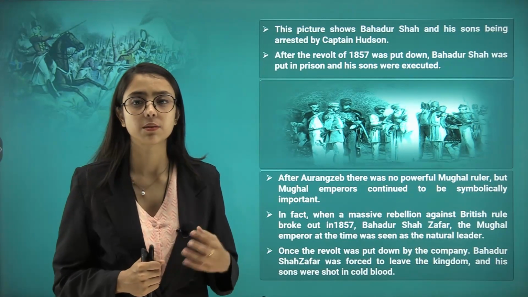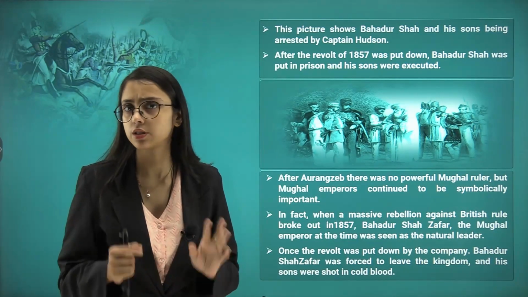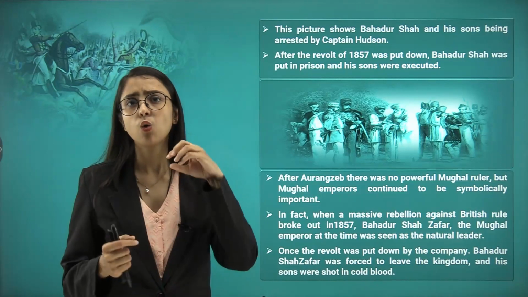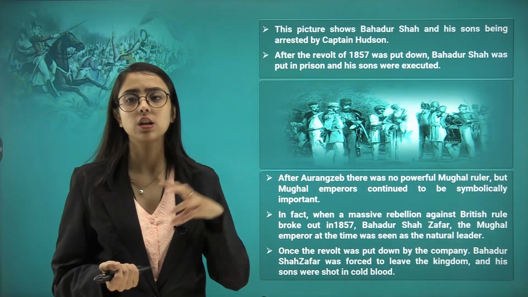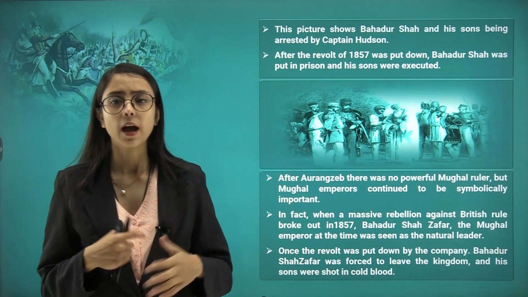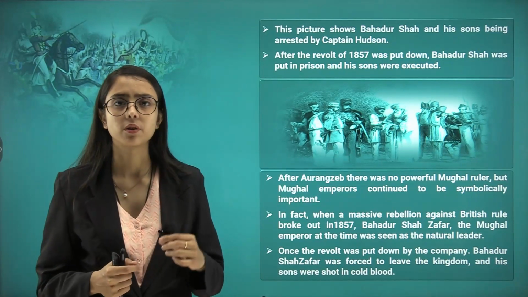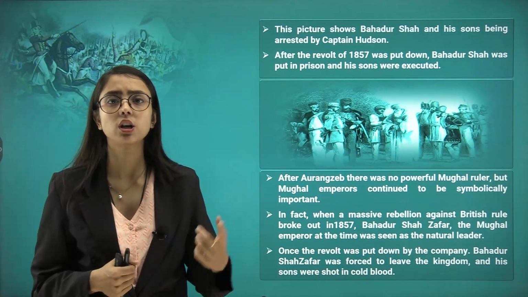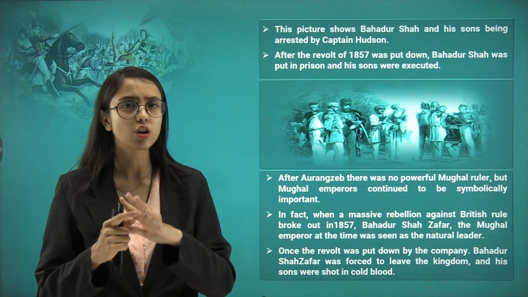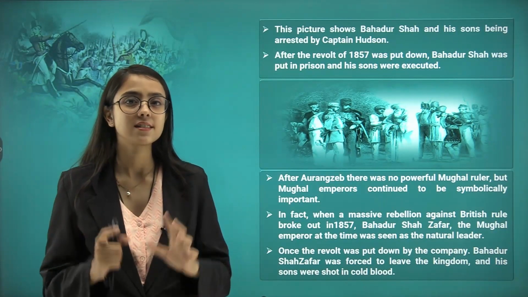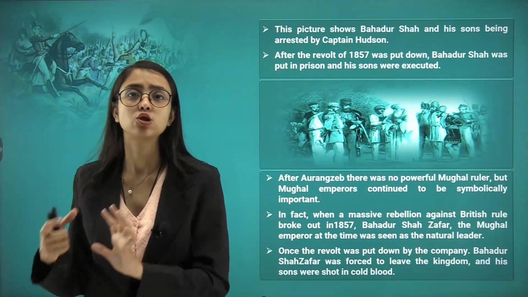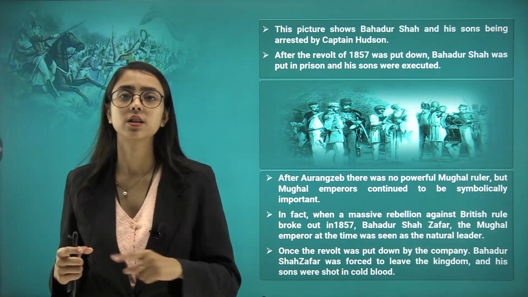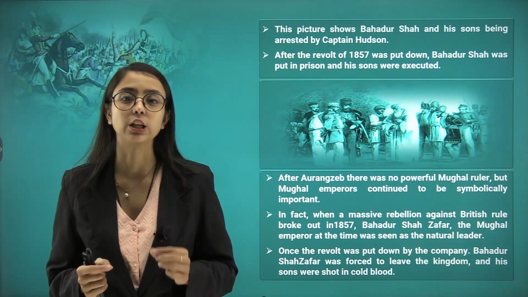After Aurangzeb, there was no powerful Mughal ruler. There was not one ruler who had the power to guide the whole nation. So, what happened at that time? Mughal emperors continued to be symbolically important. However, there was not one ruler, but at the same time, there was a cultural and social benefit of which they were reaping fruits. So, they were still valued.